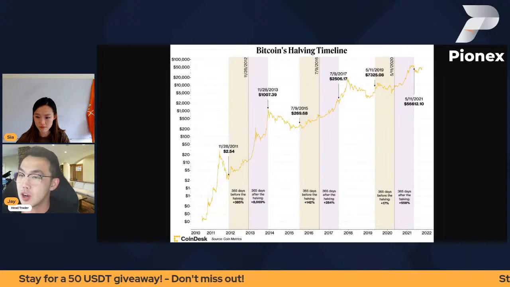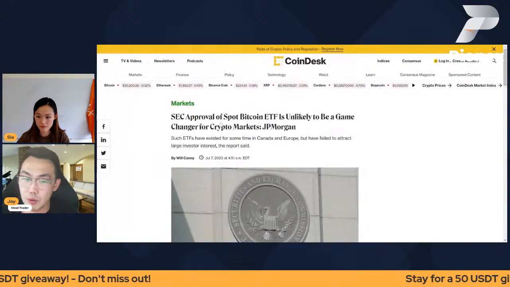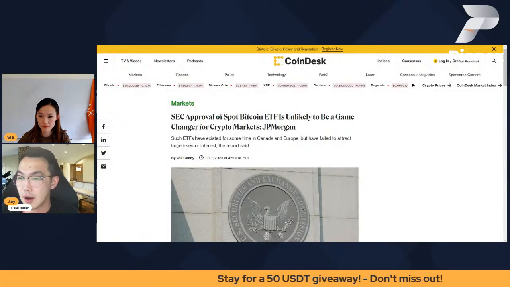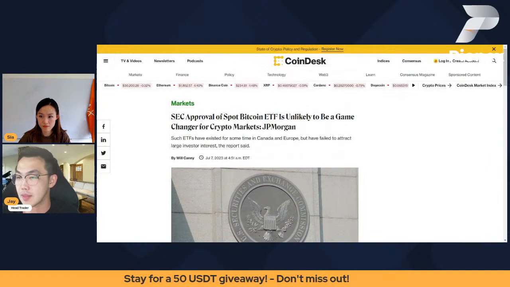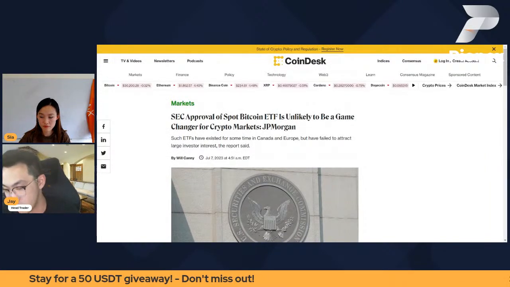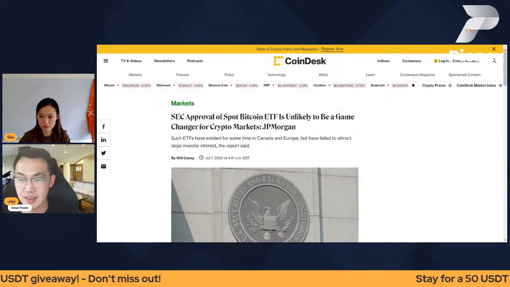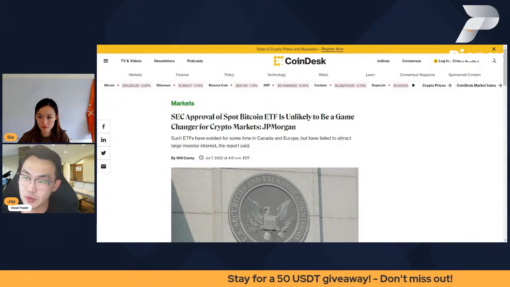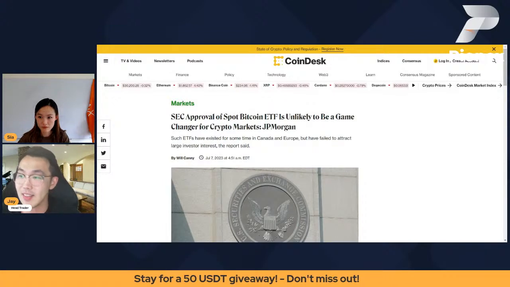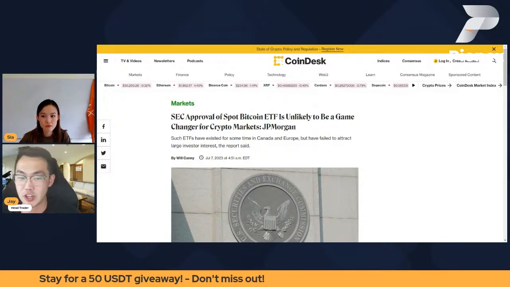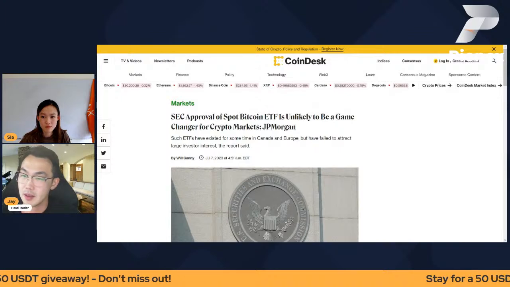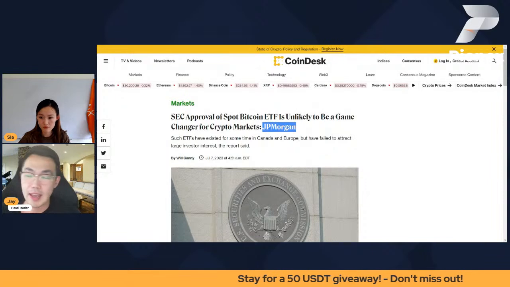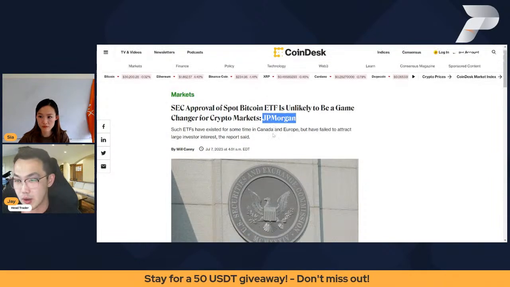But regardless, what I would have thought was that the only news that could drive Bitcoin to 50,000 would be the ETF news. However, even if the SEC does approve the spot ETF, it is unlikely to be a game changer for crypto. This is what JP Morgan said in a note, and I can't help but agree with this as well from my point of view.